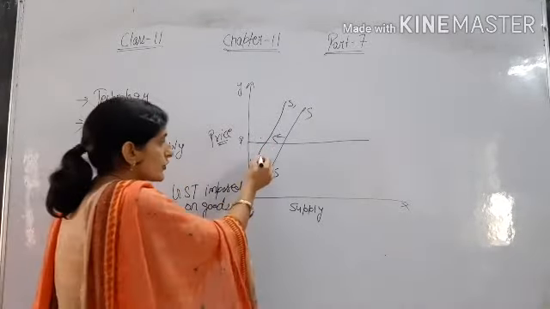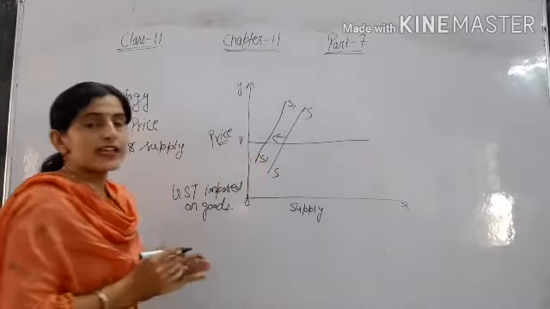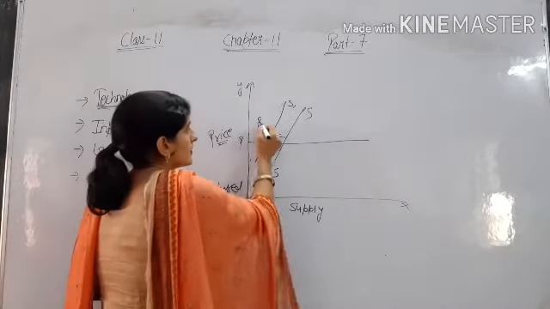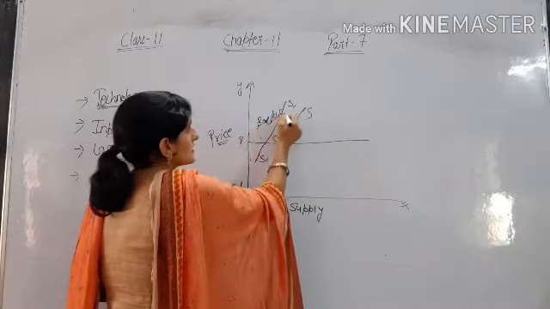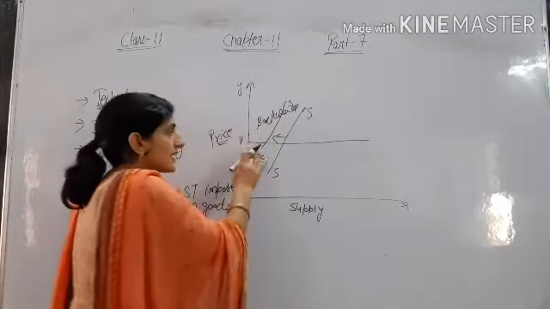Okay, so due to GST, the supply curve shifts backward. There is less supply of goods at the same price.